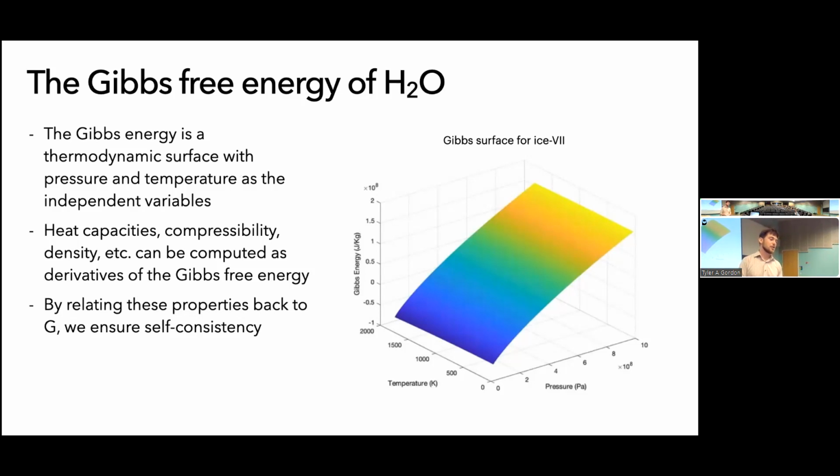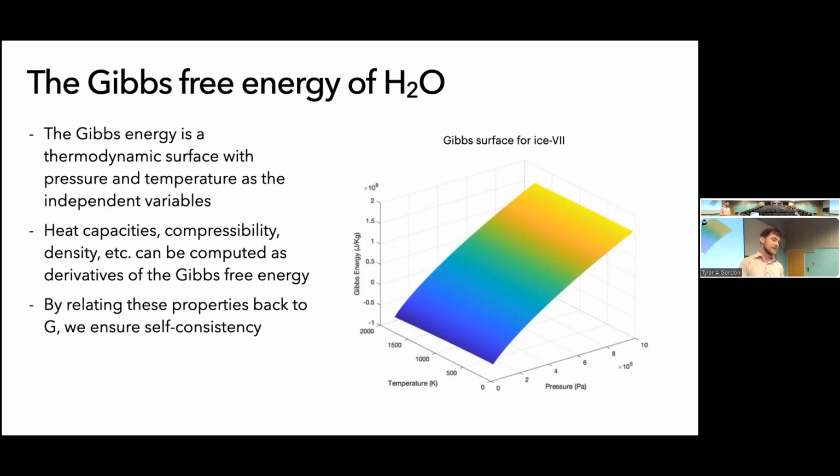The Gibbs free energy is a thermodynamic potential. It's a function of temperature and pressure, and it allows you at any temperature and pressure point to derive other properties of the ice, like the heat capacity, compressibility, density, and others as derivatives of that potential surface with respect to pressure and temperature and combinations of pressure and temperature. The advantage of this kind of formulation is that by relating all those properties back to the same Gibbs energy surface, we ensure self-consistency between all of the different properties of the ice.